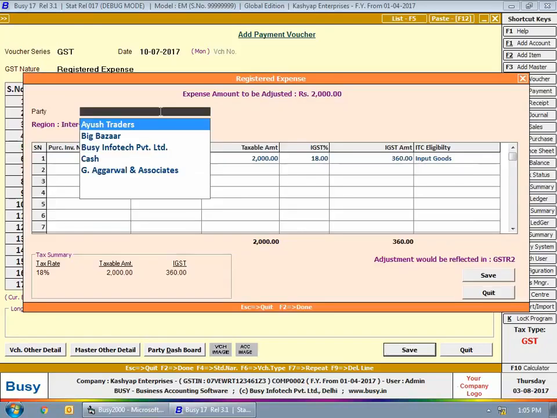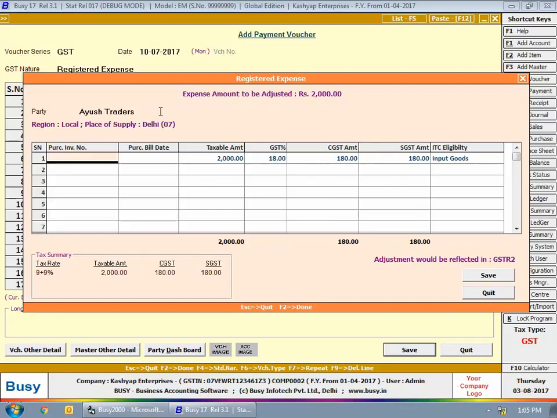On saving this voucher, a registered expense window appears in which you need to select the party from which you have purchased the goods and specify the purchase bill details like purchase bill number, date, taxable amount and ITC eligibility. Here we will take the ITC eligibility as input goods, that is, we are eligible to get ITC on this bill. So you can see that this adjustment would be reflected in GSTR 2. So this is the case of registered expense wherein you have purchased goods from a registered dealer who is ready to print your TIN number on the bill.